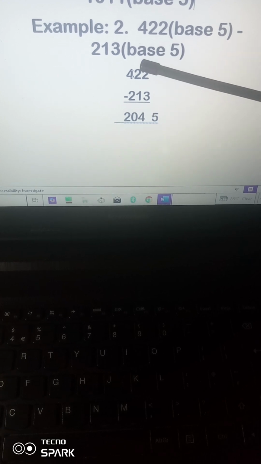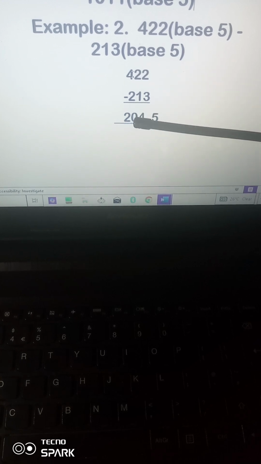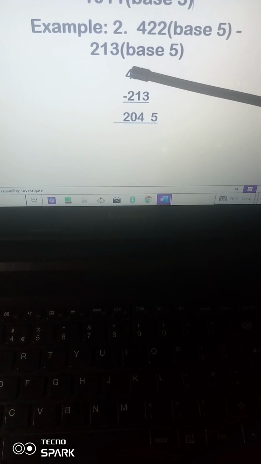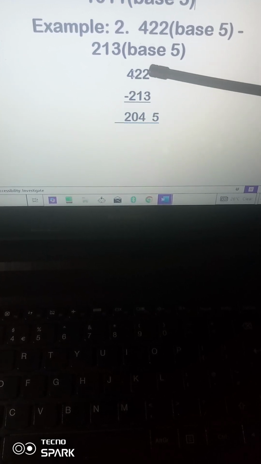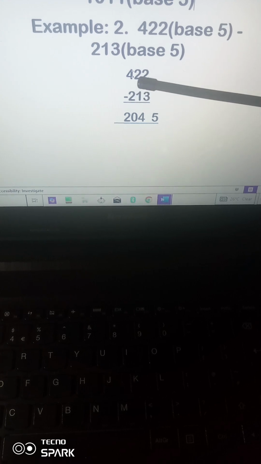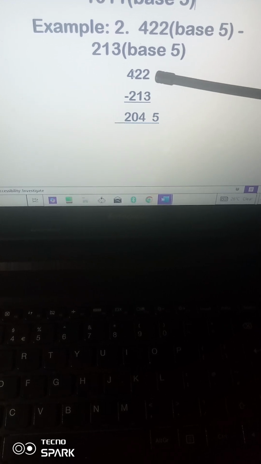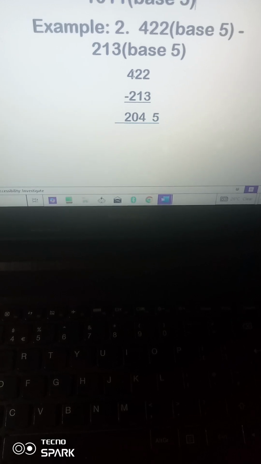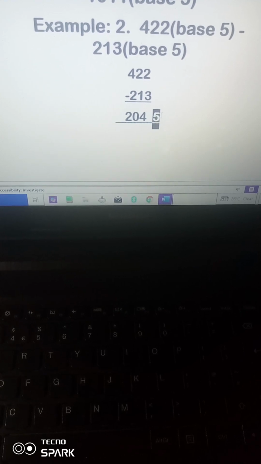Now, here remain 1. 1 minus 1 is what? 0. Then this is 4. We did not borrow anything from that place. So 4 minus 2 is 2. So the solution is 422 minus 213 in base 5 is 204 in base 5. Remember, this one is not number 5, so let me reduce it so that it will be in base form.